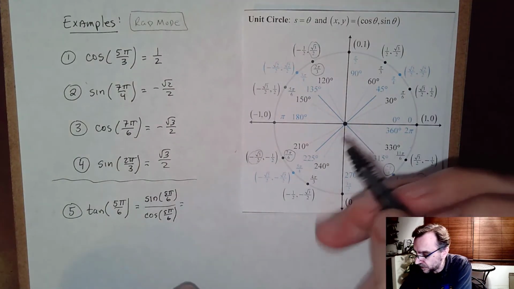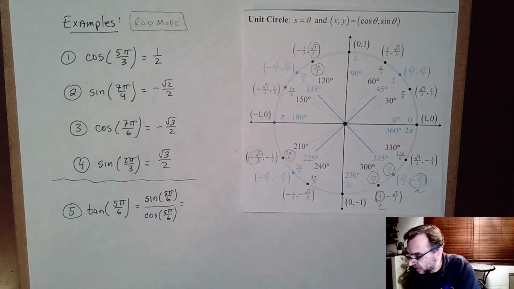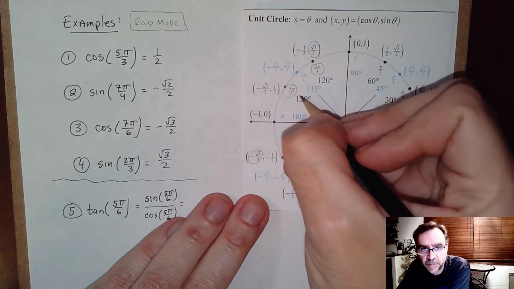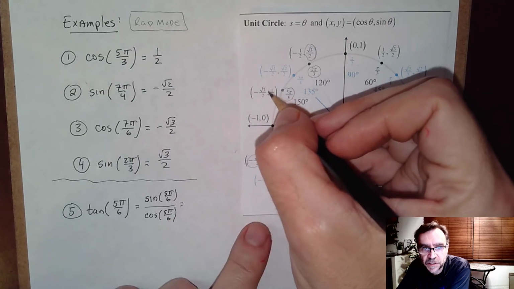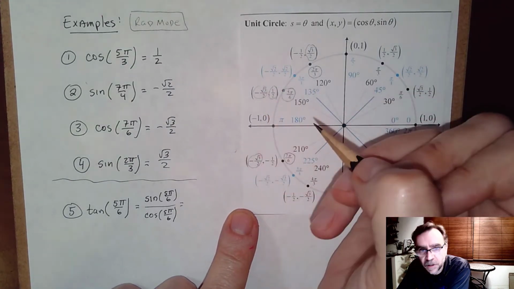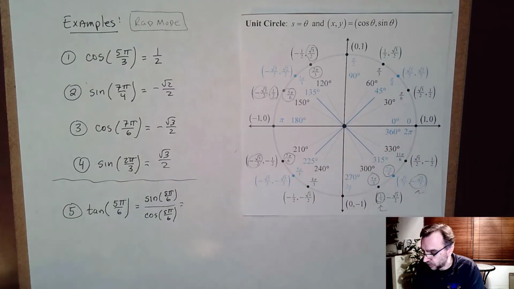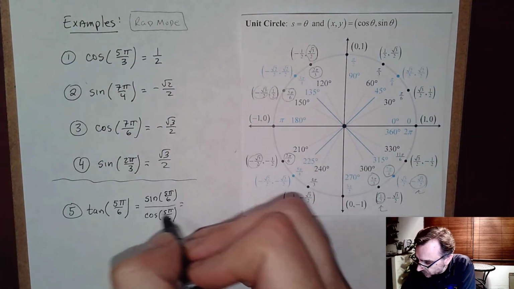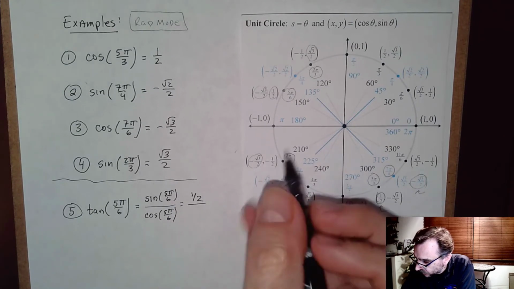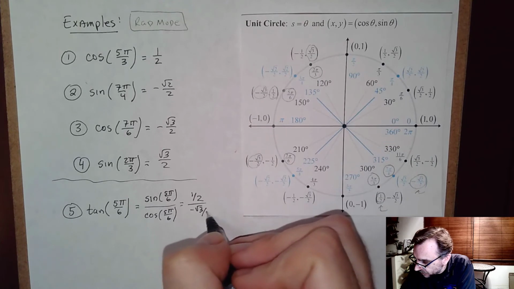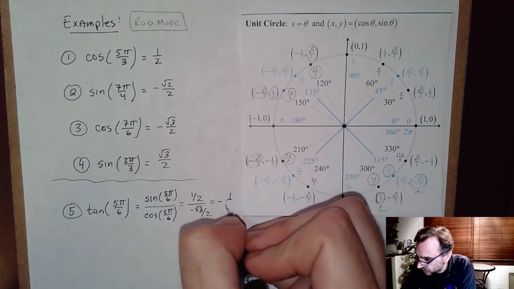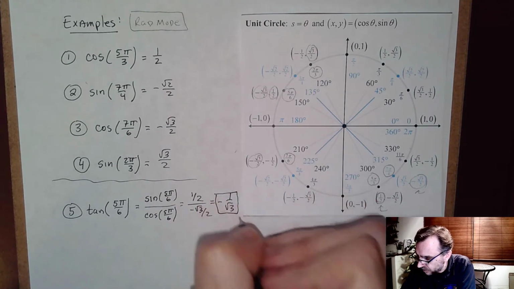All right, so in this particular case, we're looking for 5 pi over 6, which terminates here in Q2. It's equivalent to 150 degrees. And so the ratio for sine is 1/2, right? It's the y value. And the ratio for cosine is negative root 3 over 2. So tangent of 5 pi over 6 is sine of 5 pi over 6, which is positive 1/2, over negative root 3 over 2. And then the 1/2s cancel, and you just get negative 1 over root 3. And again, you can get that on a calculator. I'm not going to rationalize that.